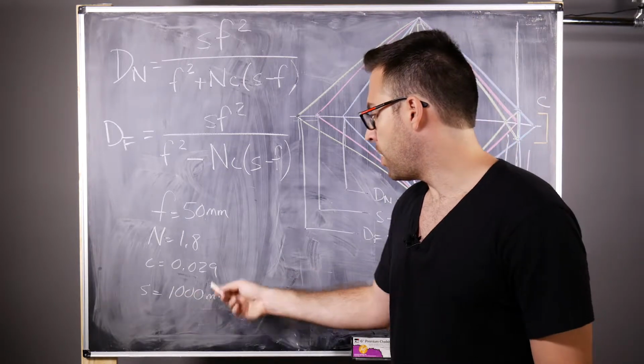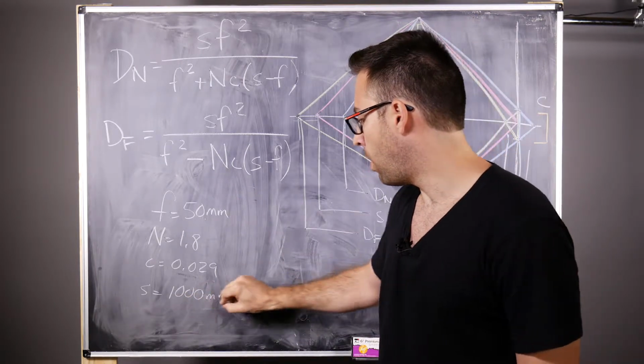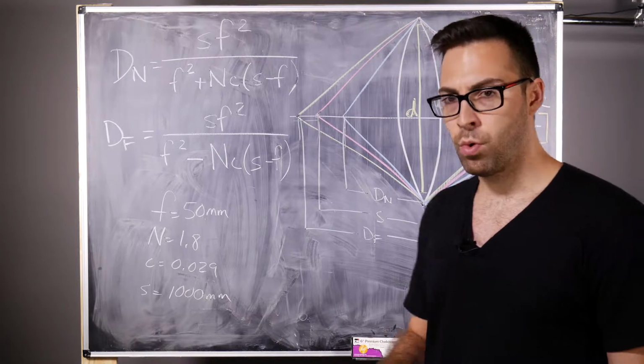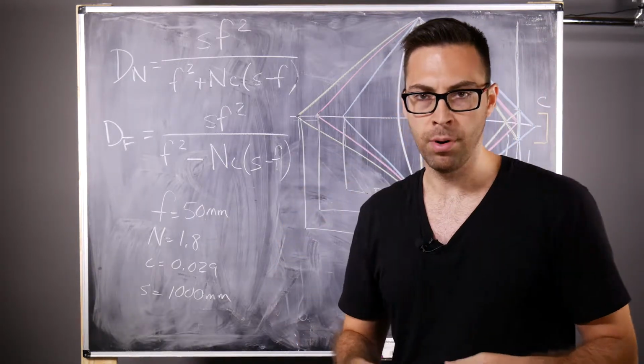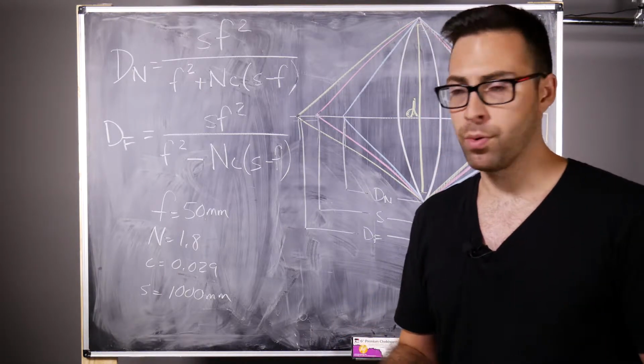And for our subject distance, we have to have the same units, so we're going to say 1,000 millimeters, which is 1 meter away, so about 3 feet away. So we're taking a nice close portrait of that person. Let's see how much depth of field we're going to get.